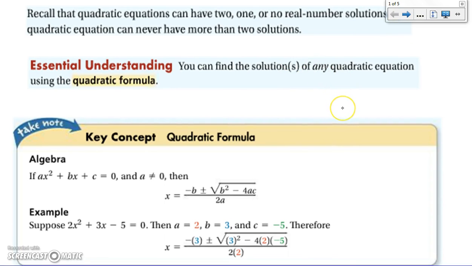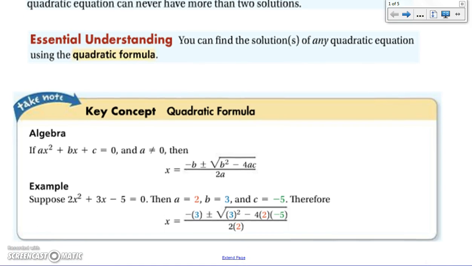So we've learned some different methods so far. We've done graphing, we've done taking square roots, we've done factoring, we've done completing the square. And there are certain cases where you want to use one of those. The quadratic formula can be used for any quadratic equation. So here is your quadratic formula.